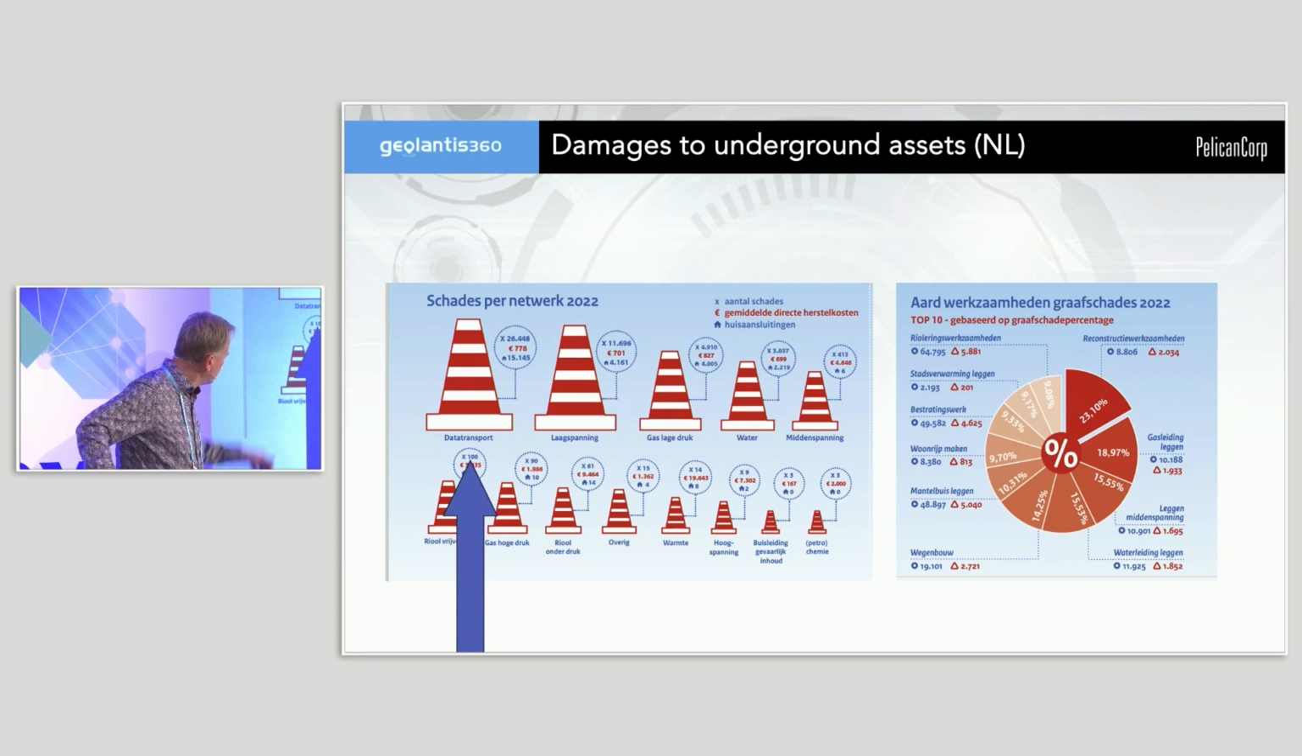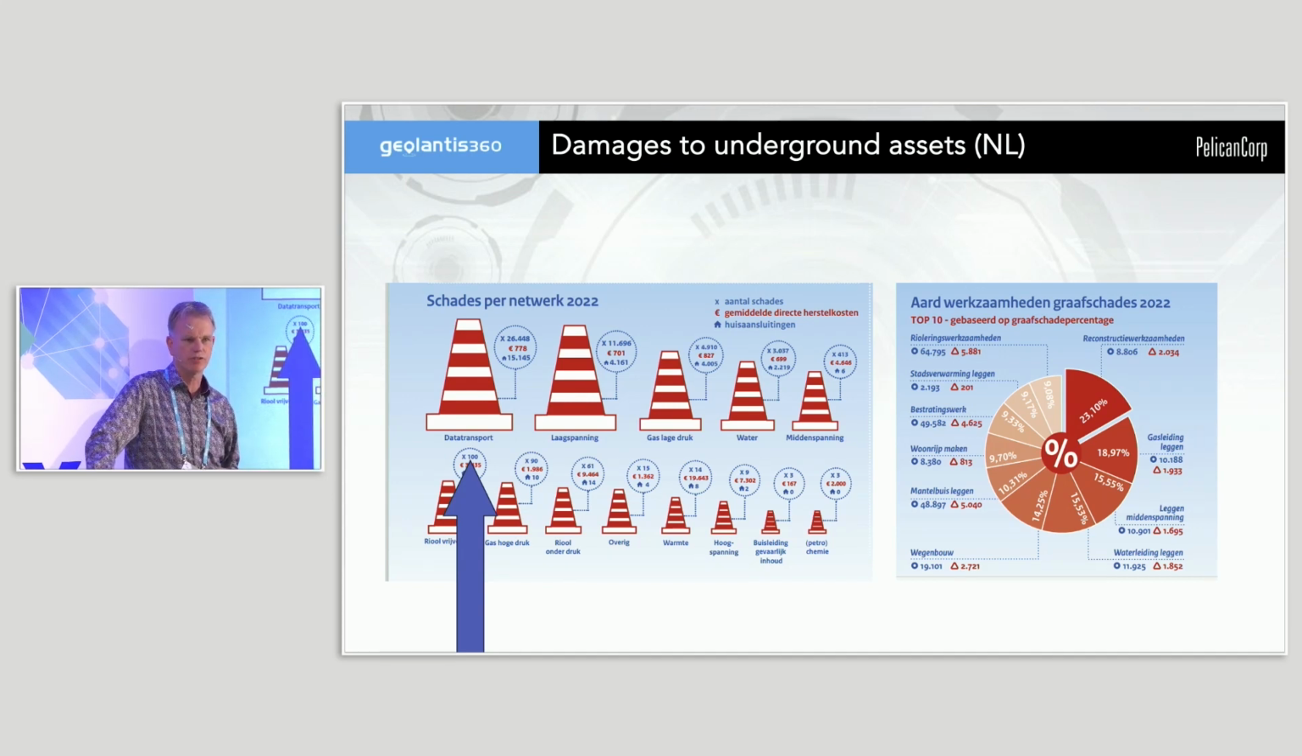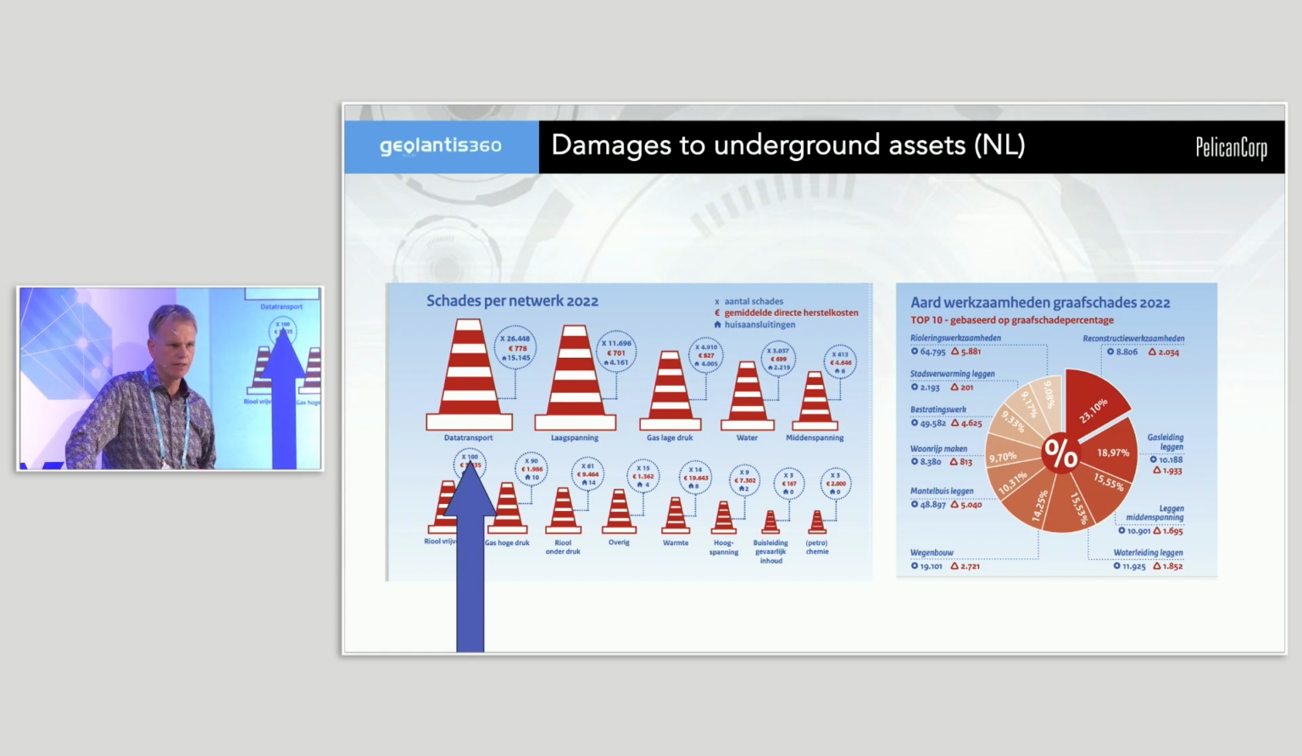Of course, this is in Dutch, so you can't read it, but it says data transport, which is just over 50% of the total amount of damages, 26,000. So my assumption is that the UK is not much different. That gives you this number of 50,000 or maybe 75,000, because the damage reporting in the UK is not really centralized. Every company does it in their own way.